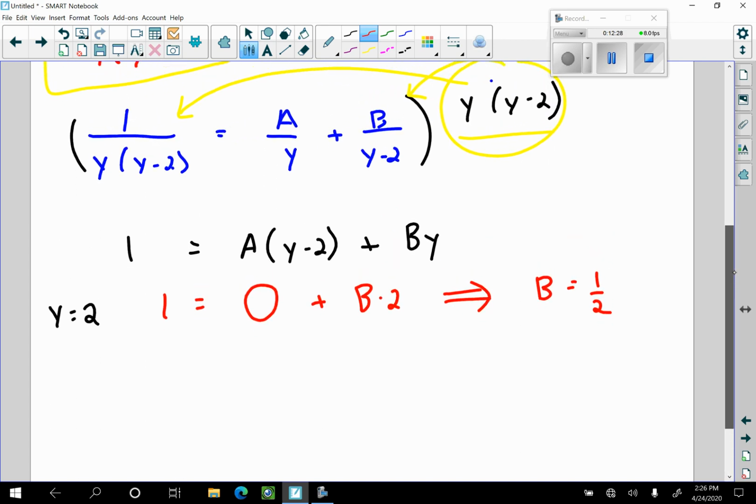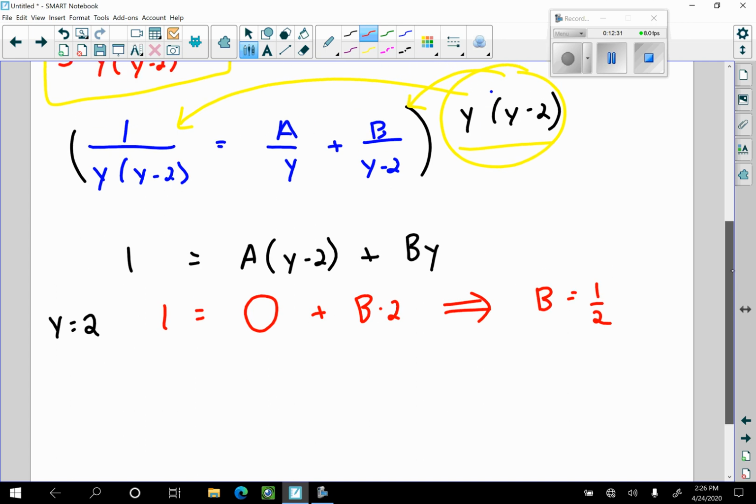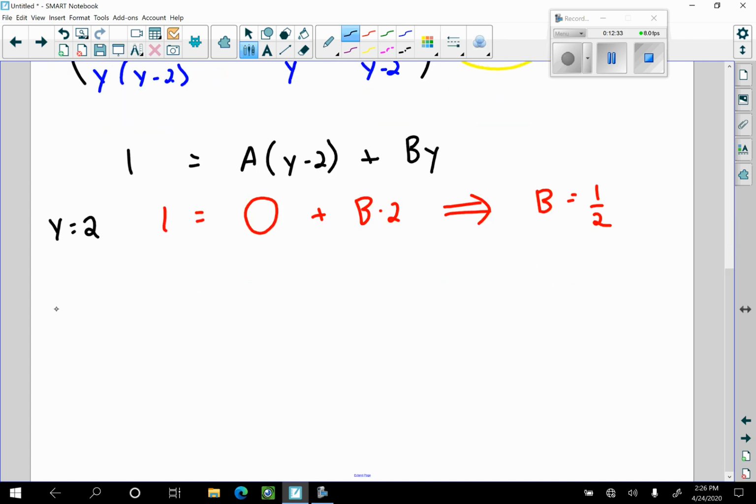Okay, so now I'm going to let y equal 0 here. Let y equal 0. And what does that tell me? That tells me that 1 is equal to a times negative 2 plus a big giant 0. And that tells me that a is equal to negative 1/2.